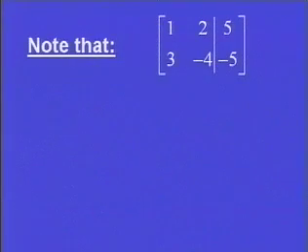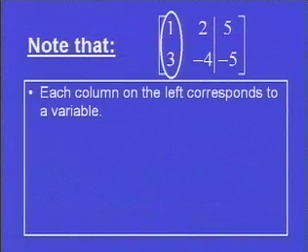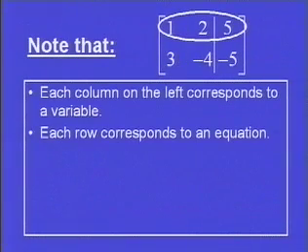Note that when you're looking at this augmented matrix, each column on the left corresponds to a particular variable. So if we're thinking about the system we had before, the 1 and the 3 correspond to the coefficients for the x1. Each row corresponds to an equation. The 1, the 2, and the 5 all came from the first equation. 1x1 plus 2x2 is equal to 5.